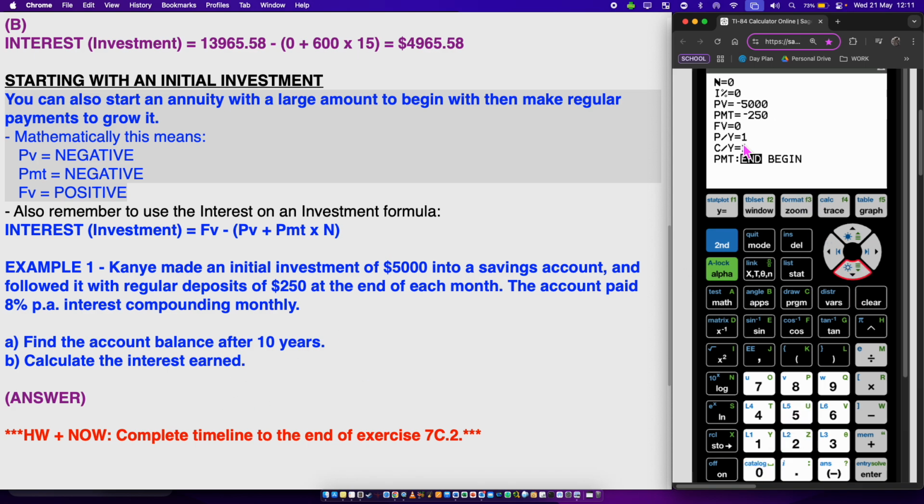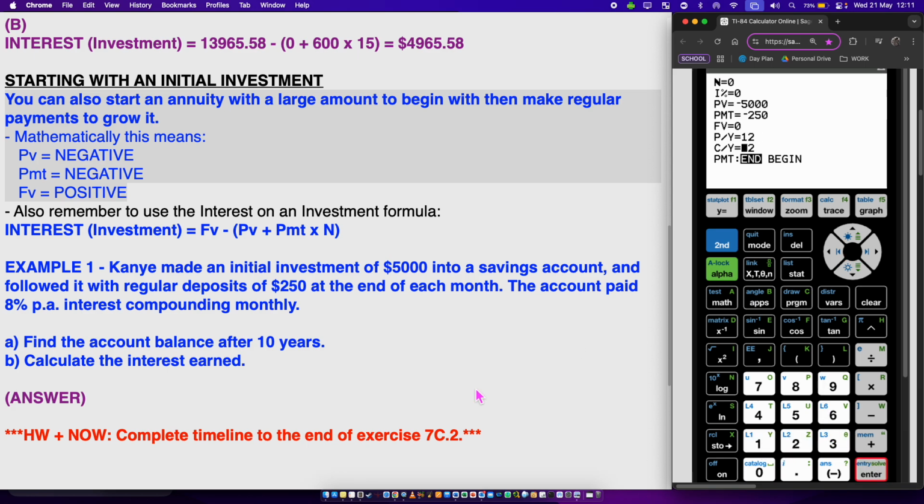Find the account balance after 10 years. I'm finding FV. How often is it compounding? 12, monthly. Does it say he's paying monthly as well? With regular deposits of $250 at the end of each month. So PY and CY would be 12. Okay? That is a safe decision that they should be the same.